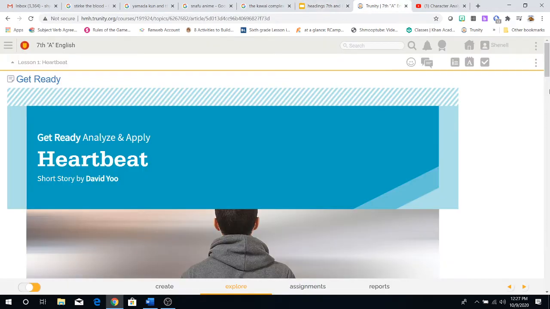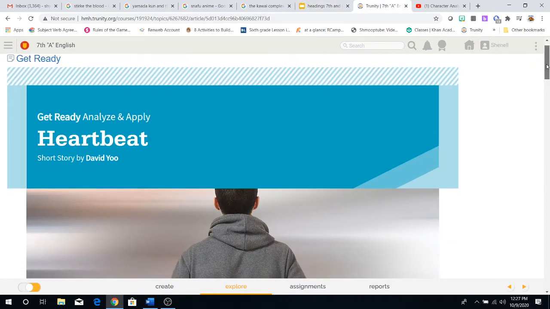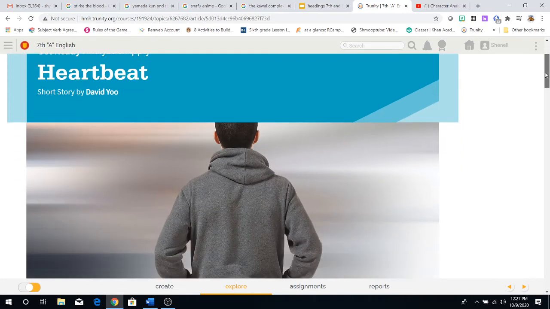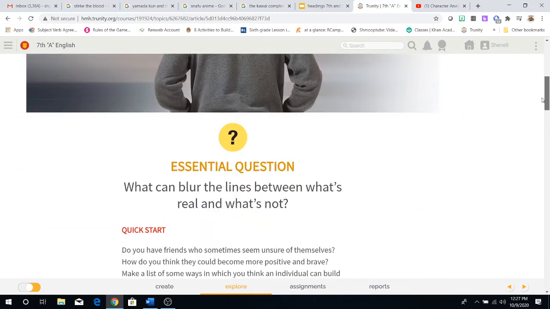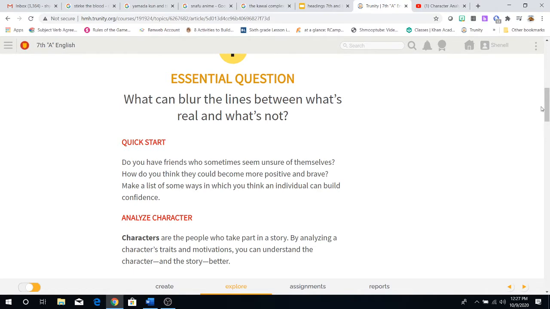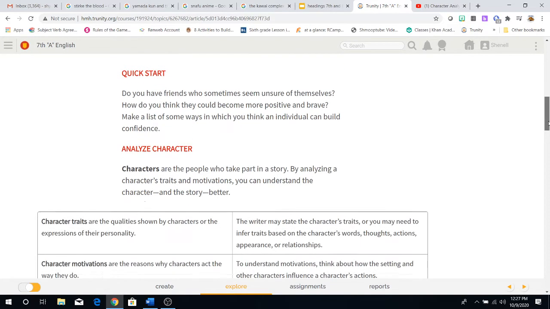So as I mentioned before, we're going to be reading the story Heartbeat. It's a short story that was written by David Yu. Remember, our essential question for this unit is what can blur the lines between what's real and what's not? Let's begin with our quick start activity.